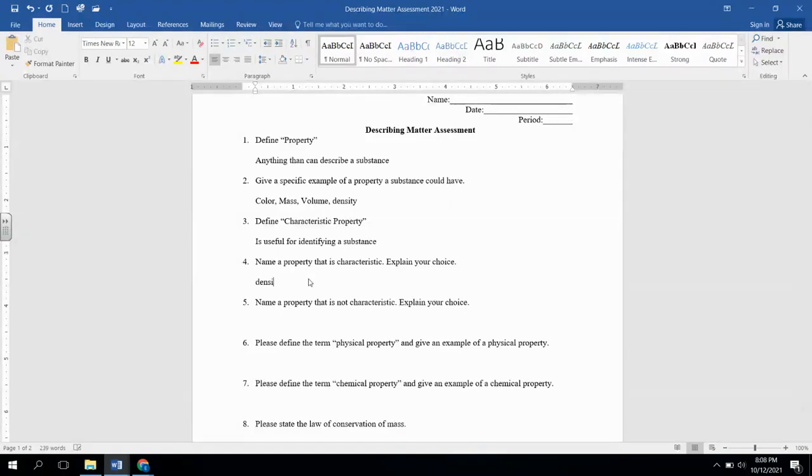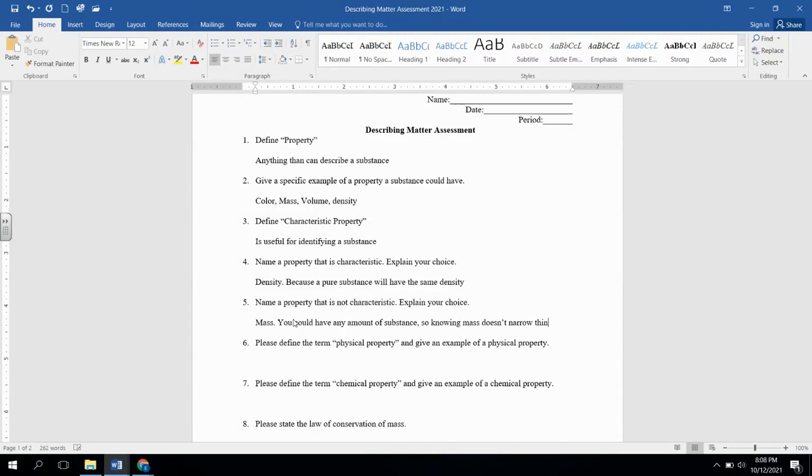A property that is characteristic, there are quite a few. Let's go with density. And that is because a pure substance will always have the same density. I could say a lot more about that, but that's all I need to say right now. A property that is not characteristic, I'm going to go with mass. Okay, and so you could have any amount of a substance. So just knowing that you have 10 grams of something, you could have 10 grams of gold, you could have 10 grams of water. Knowing the mass isn't helpful. So knowing mass doesn't narrow things down.